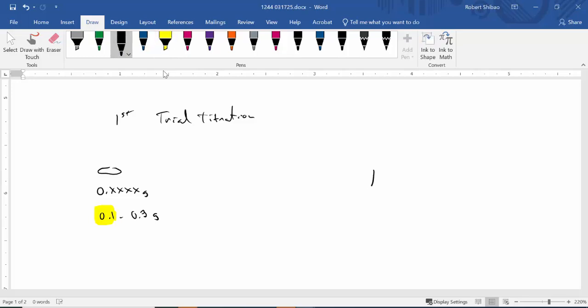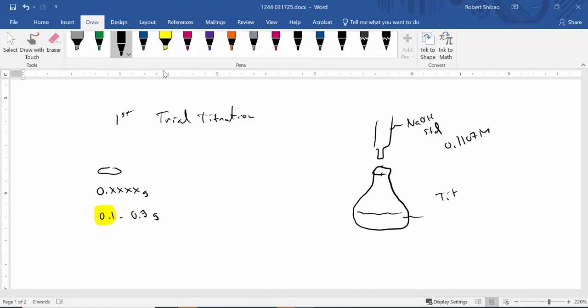And then you're going to run a normal titration. A normal titration is in an Erlenmeyer flask. We always do titrations in Erlenmeyer flasks. And then we're going to have our sodium hydroxide standard solution, which is going to be 0.1107 molar. And then we're going to titrate this to the end point and stop. The end point is going to be colorless.